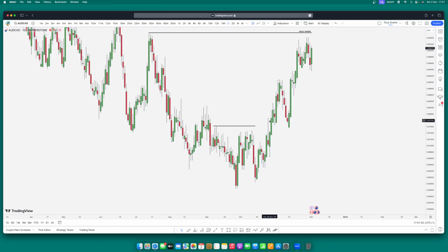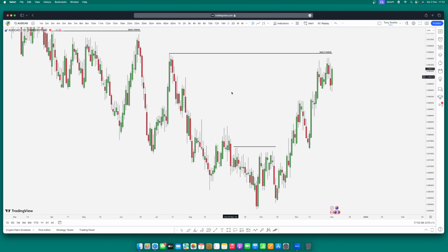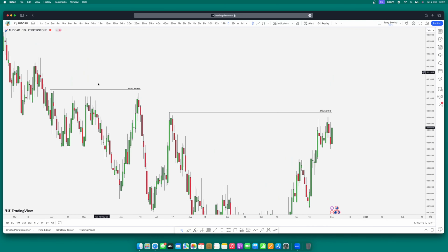So this candle, this big daily candle, then closed bearish. I bought from 16th October and took profit at 25th October. I didn't know it was going to go this high. So for AUD CAD now, we have liquidity to the upside. You can see there's liquidity here, there's liquidity here.